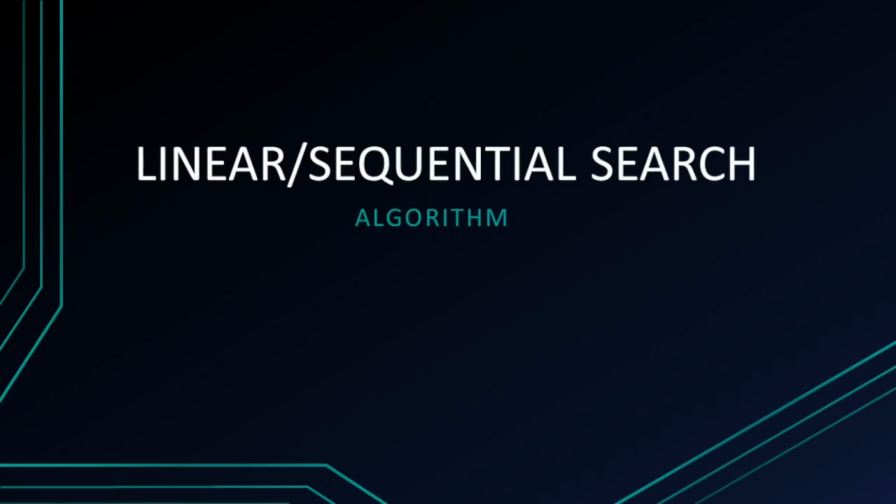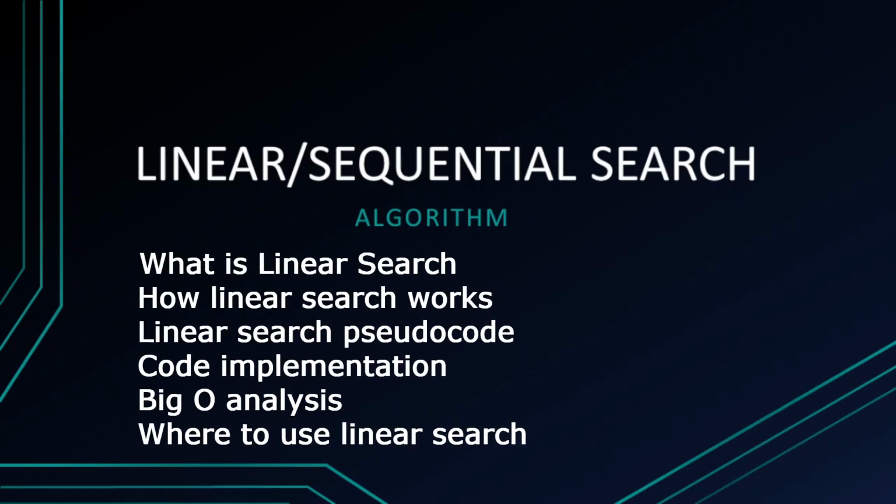Hello everyone, welcome to today's video where we will be exploring the linear search algorithm. We will start by understanding what linear search algorithm is. Next, we will dive into the mechanism of how linear search algorithm works. We will then explore the pseudocode to get a clear understanding of the logic behind the algorithm. After that, we will transition to the implementation phase where we will be implementing it using Python. Finally, we'll touch on the big O notation, providing insights into the efficiency and performance considerations of linear search algorithm.